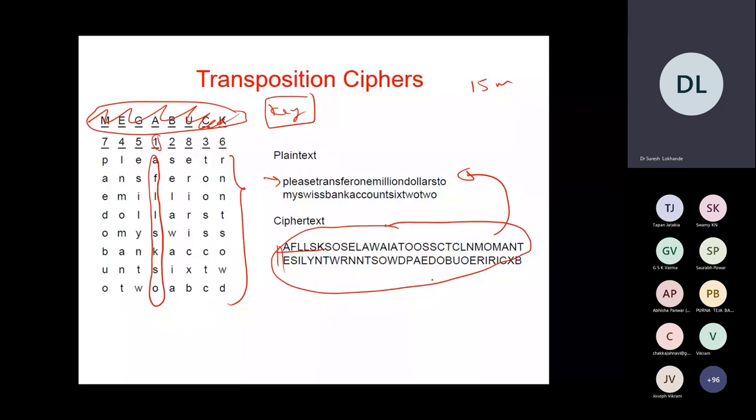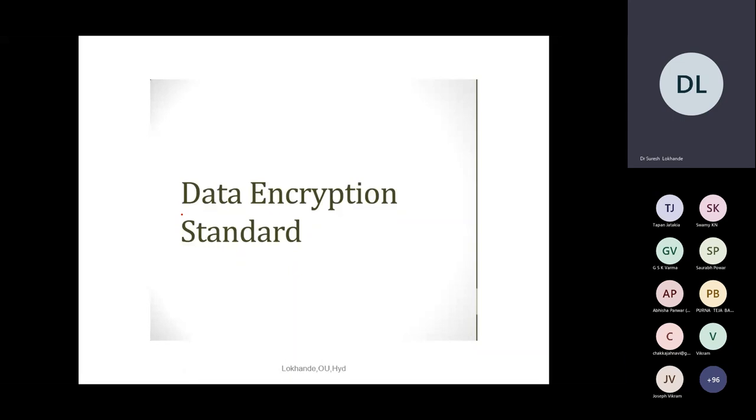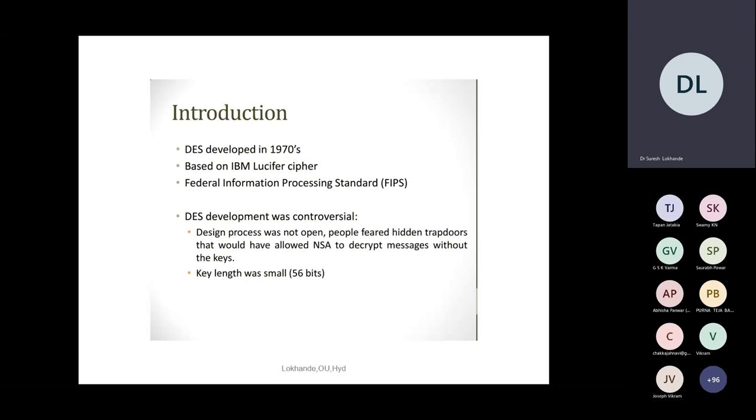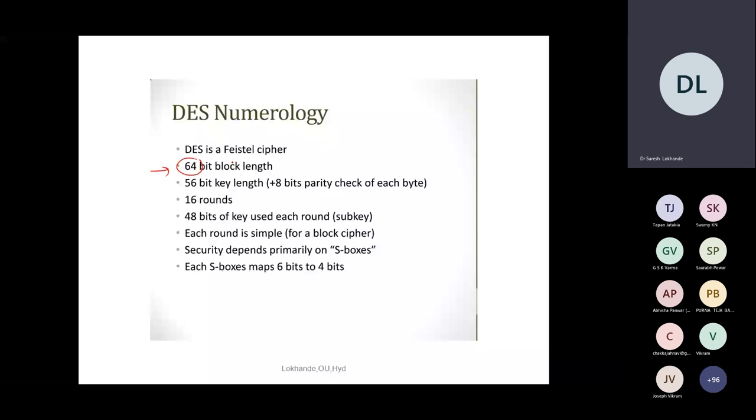So for that, the very first conventional algorithm we use is the Data Encryption Standard, which was developed during the 70s. DES stands for Data Encryption Standard, and it was developed based on the Lucifer cipher. In between there were a lot of controversies, and now it is freely available, and the key size is 56 bit. Let us see now. A block of 64 bit becomes another block of 64 bit with the help of the 56 bit key.